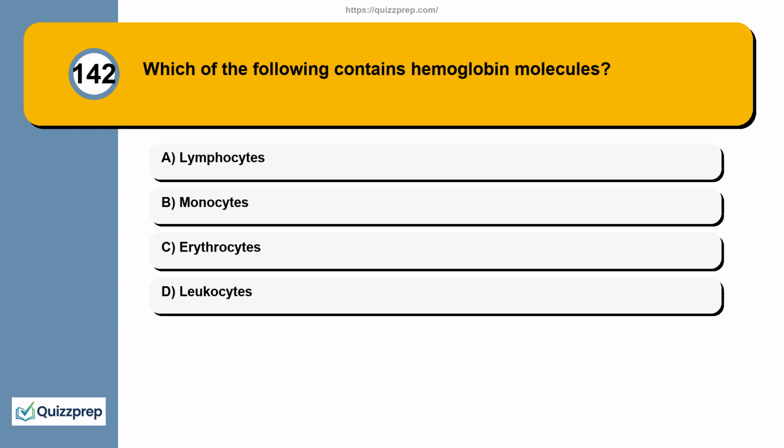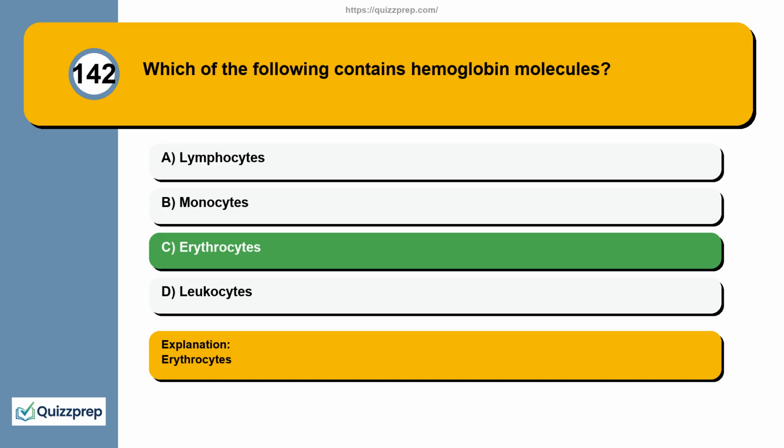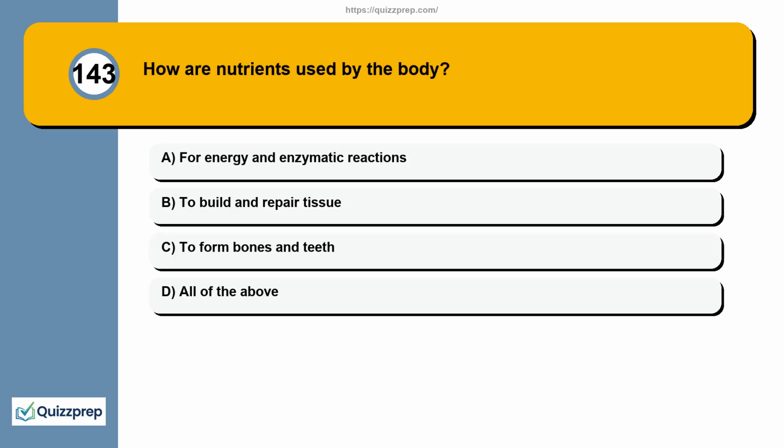Question 142. Which of the following contains hemoglobin molecules? Option A, lymphocytes. Option B, monocytes. Option C, erythrocytes. Option D, leukocytes. The correct answer is option C, erythrocytes.